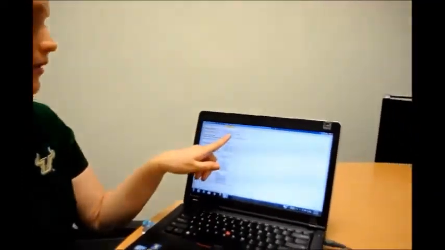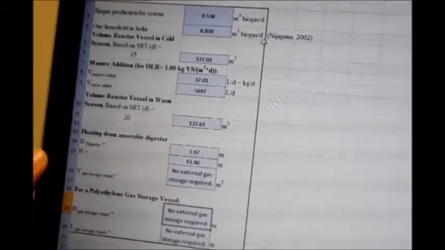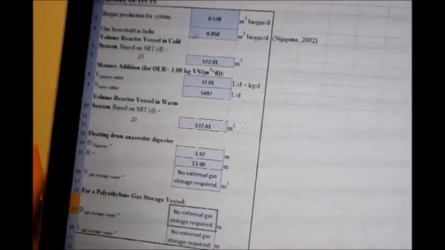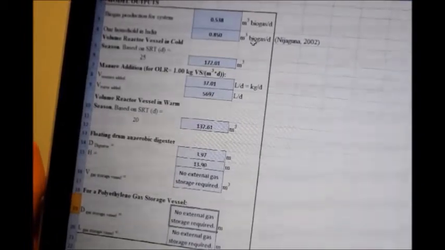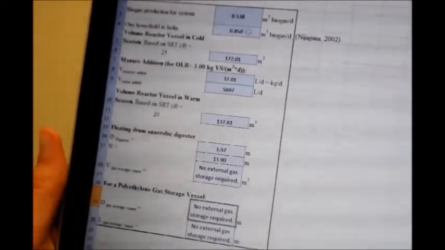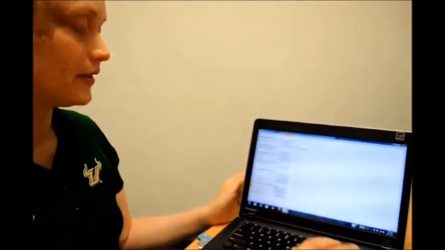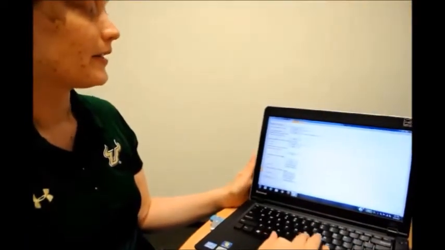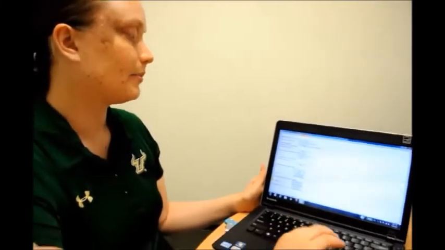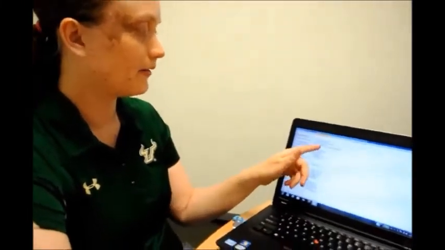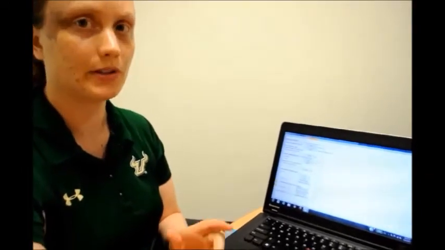The user is told how many meters cubed of biogas per day is produced based on the animals and the number of animals that they put in. And this number, 0.85 meters cubed of biogas per day, is from a literature value for one household in India. So it's just to give you an idea, you're producing 0.5 meters cubed of biogas per day, but it's less than one household would use.